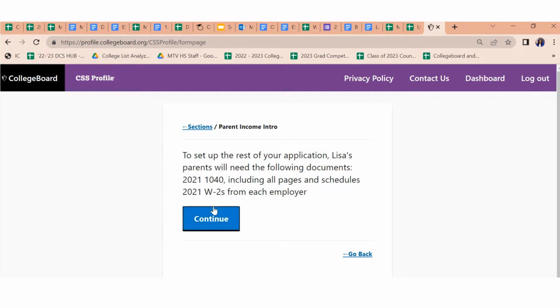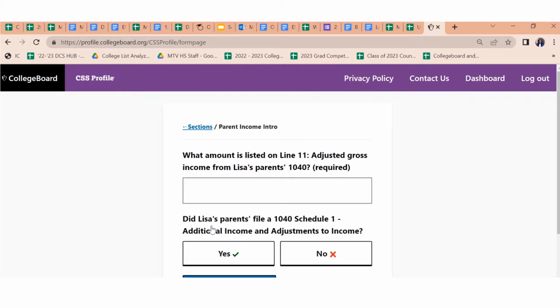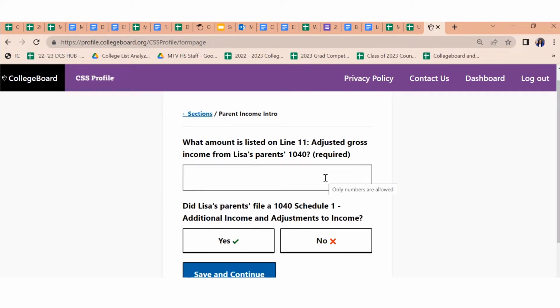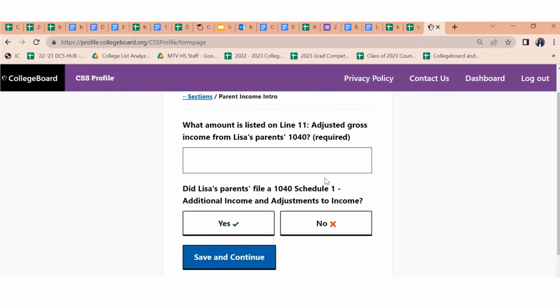And again, you will need your parents' taxes and W-2s in front of you. And so, again, we're talking about parent 1, the custodial parent here, and you will be looking at your 1040 and look at what your adjusted gross income for that parent is, and that will be shown right on line 11 of your 1040. So find line 11 and enter that amount here.